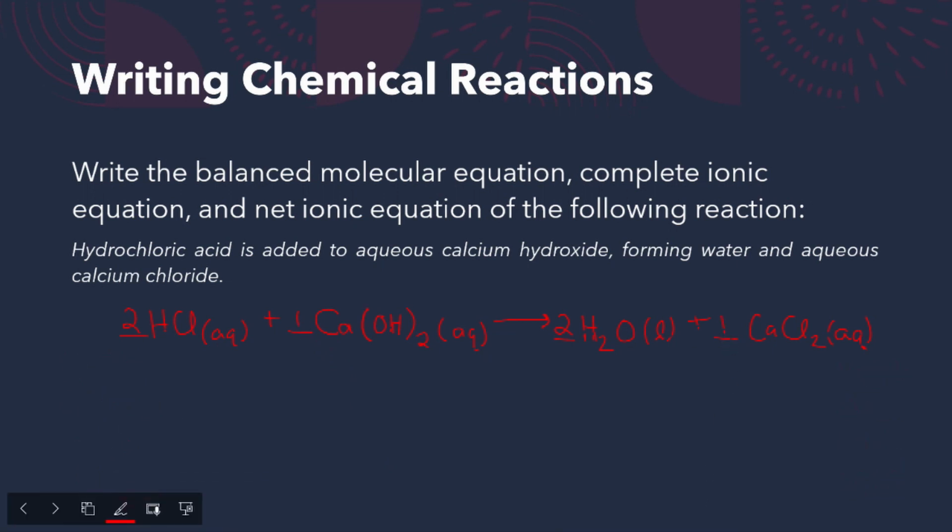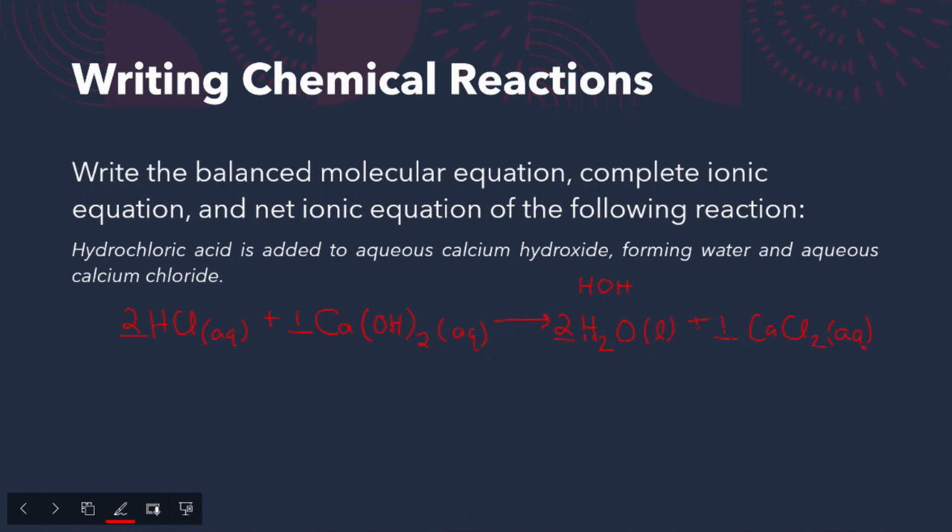Now, one important thing before we move on to the complete and net ionic equations is that H2O can also be written as HOH. So if you wanted to keep the hydroxide together, you'd have to know that the water is composed of 1 hydrogen and 1 hydroxide. So that way you can balance the hydrogen with each other and you can balance the hydroxide. Now let's move on to the complete ionic equation now that we know this.